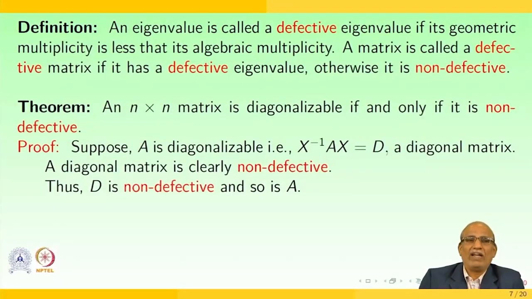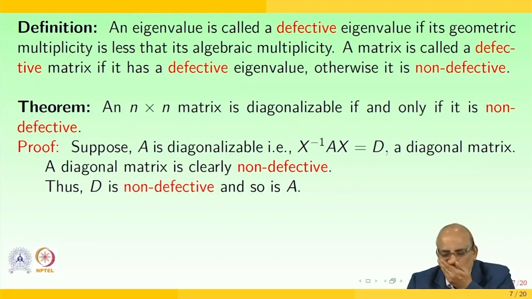Well, by knowing the geometric multiplicity and algebraic multiplicity, we can draw many conclusions. Let us take this definition. For a matrix, an eigenvalue is called a defective eigenvalue if its geometric multiplicity is less than its algebraic multiplicity.